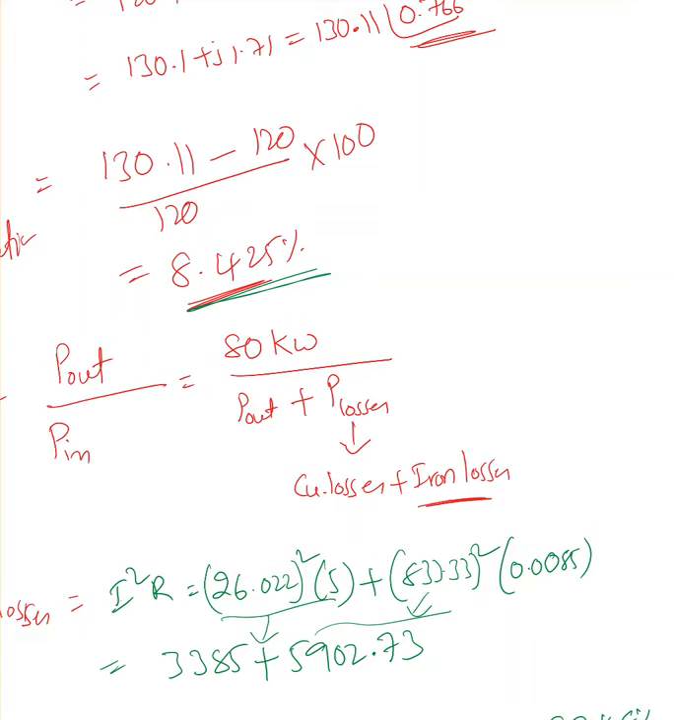So this is how we find the equivalent circuit as well as the efficiency and voltage regulation of a transformer. I'm going to solve at least another similar example. Okay, thank you.